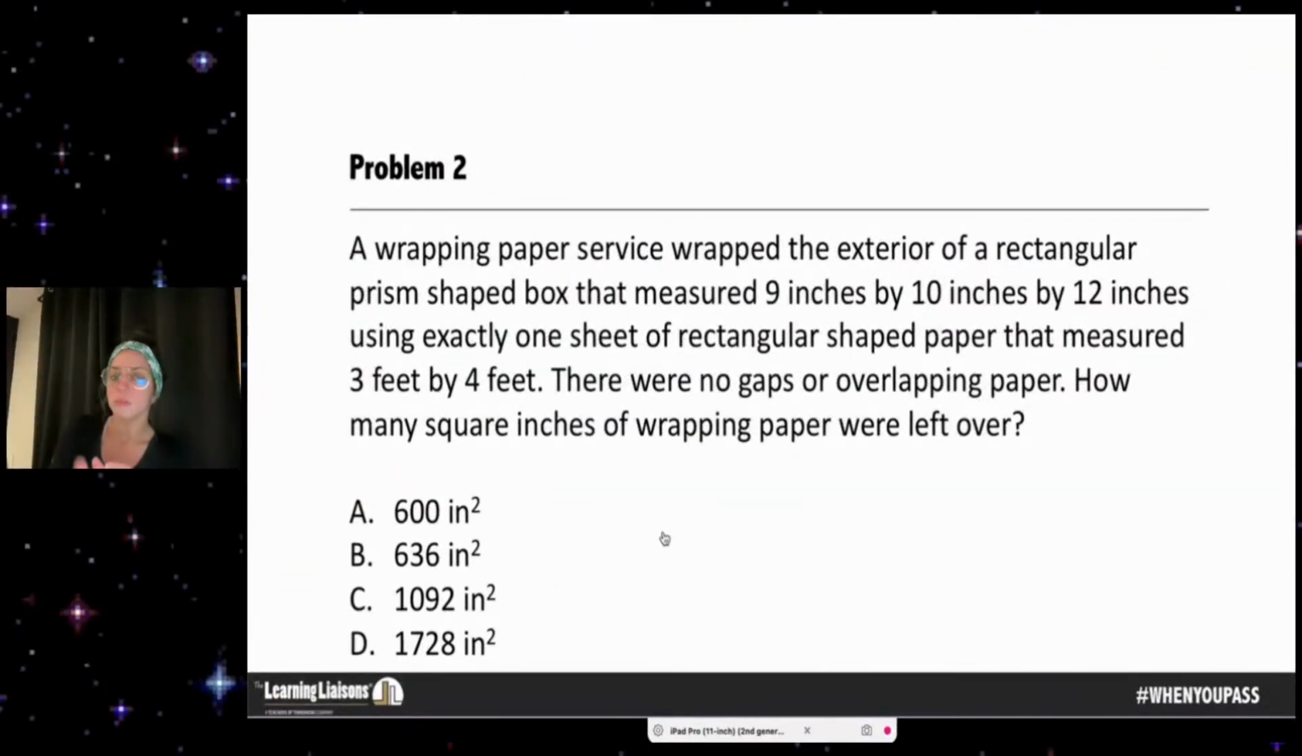So I always like to draw my box, but I know that not everybody necessarily likes to do that. So I'm just going to draw my box like that. And we know that it's measuring 9 by 10 by 12. The order of those doesn't matter at all. It just doesn't. Because multiplication is commutative, and even if I'm not doing volume, but I'm doing surface area, multiplication and addition are commutative. So it really doesn't matter what order we do it in.